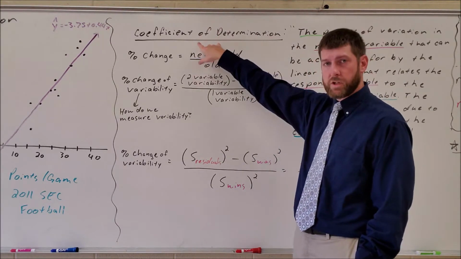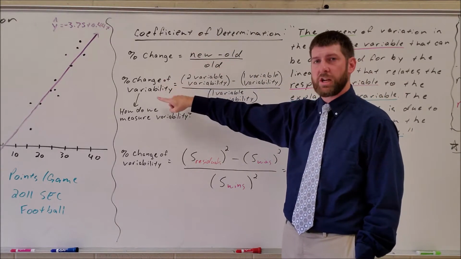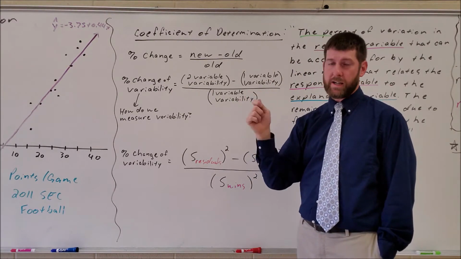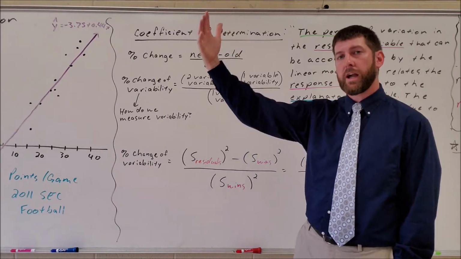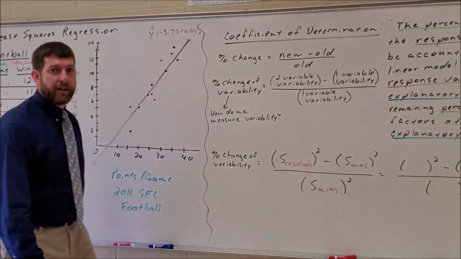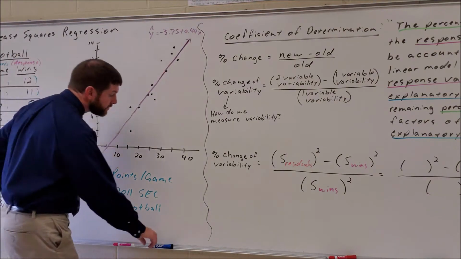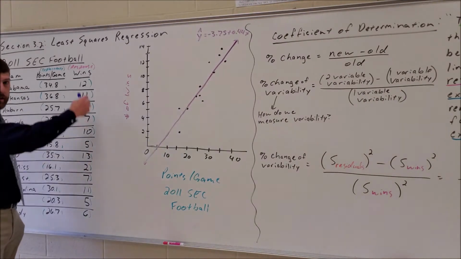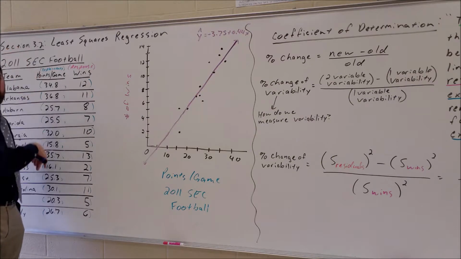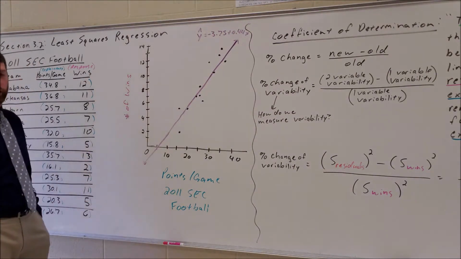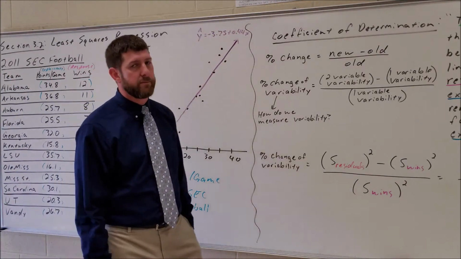Well, what the coefficient of determination is doing is measuring the percent change of variability. How much did the variability in my guesses change from looking at one variable versus two variables? So let's talk about that guessing variability. We care about this response. The number of wins is what we're really interested in this scenario. So let's say I've never even looked at the points per game. I just looked at how many games each team won back in 2011 in the SEC.